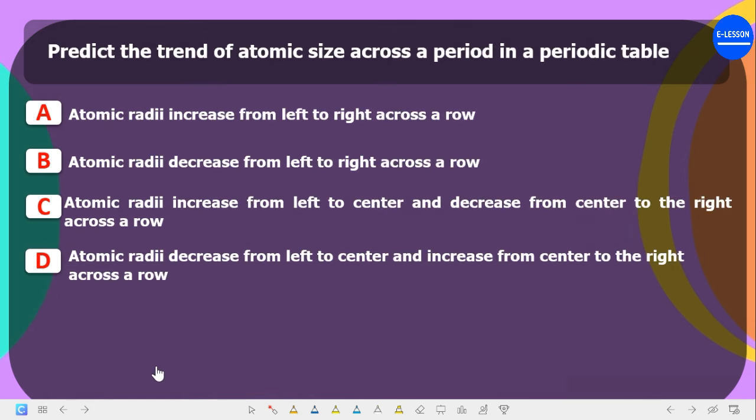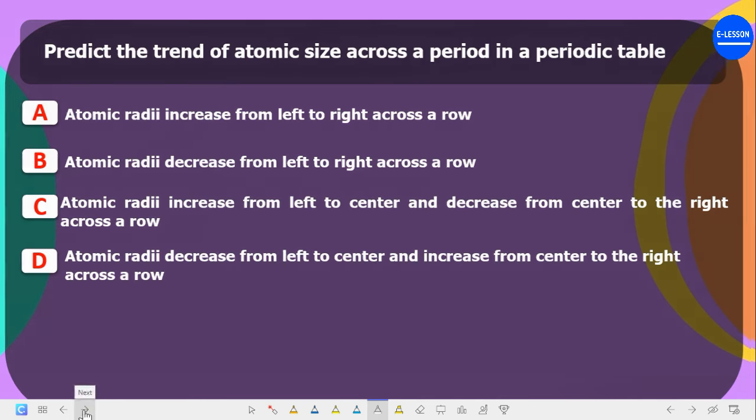Now, let's look at the next. Predict the trend of atomic size across a period in the periodic table. Across a period, the atomic size decreases from left to right. So, atomic radii increases? No. Atomic radii decreases from left to center? No. Atomic radii decreases from left to right across a row. So, the correct answer is B. It decreases, does not increase. Down the group, it increases, but across the period, it decreases.